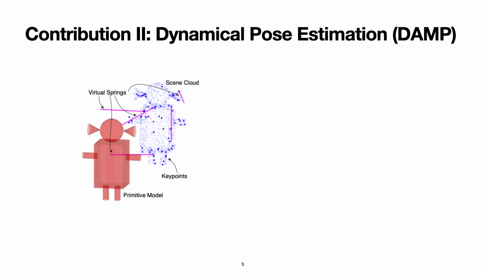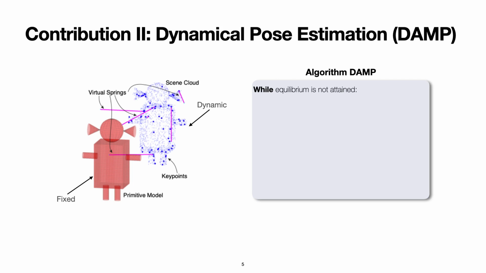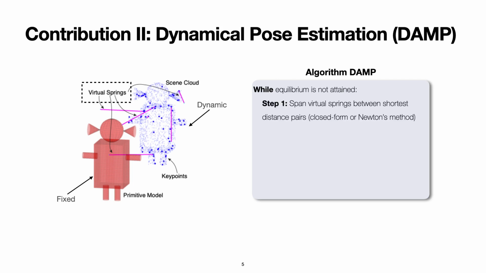In DAMP, we treat one set of primitives as fixed, while we treat the other set of primitives as dynamic under the forces exerted by the fixed set of primitives. In particular, while an equilibrium point of the dynamical system has not been attained, DAMP first computes the shortest distance pair between each pair of corresponding primitives and spans a virtual spring between each shortest distance pair. Under the spring forces, DAMP then performs one step of forward simulation of the dynamical equations of the system.